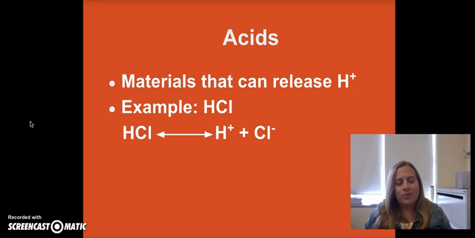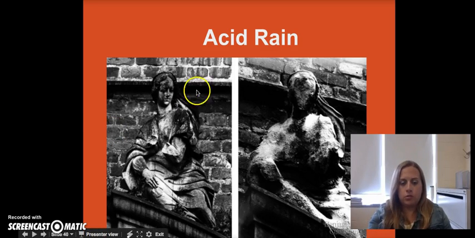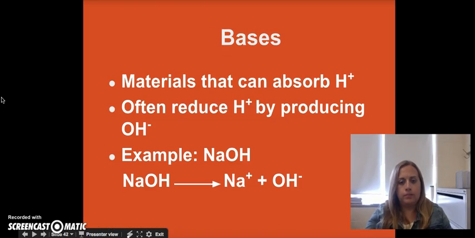And so you guys have, I'm sure, heard about acids and bases. Acids are materials that can release more hydrogen ions. An example would be hydrochloric acid. You guys see acids in nature when you look at things like acid rain. So you can see here that this statue has been eaten away over the years because it's been exposed to acid rain.